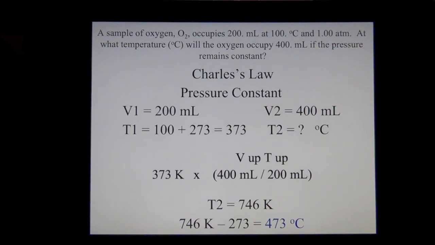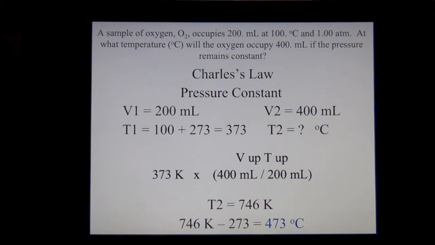Here we're simply recognizing that if the volume is increasing, the temperature has got to go up as well. So if we multiply our initial Kelvin temperature by a volume fraction, that's going to actually make that temperature go up, and there's two ways to set up that volume fraction, either 200 over 400 or 400 over 200. And since there's a direct relationship between these two variables, we want to set up the fraction so that it's greater than 1. We need our temperature to go up here.